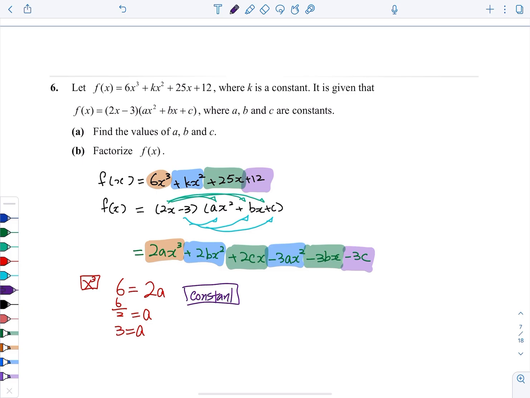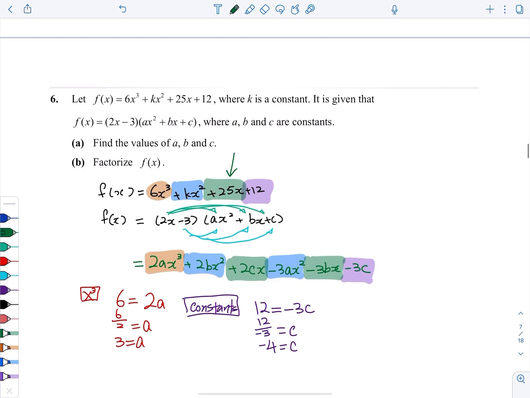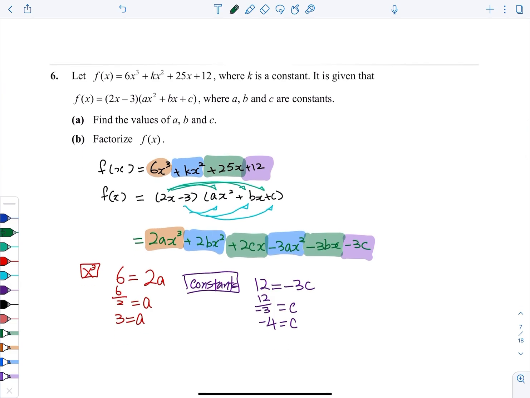From my first part, the constant is 12. From the second part, the constant is negative 3c, and the negative 3 goes to the other side, it will be divided, so negative 4 is left. C is negative 4. Now that you found C, let's go back to the previous step, the x ones. Upside you get 25, downside you get 2c minus 3b. The reason to do this now is because now you have c.